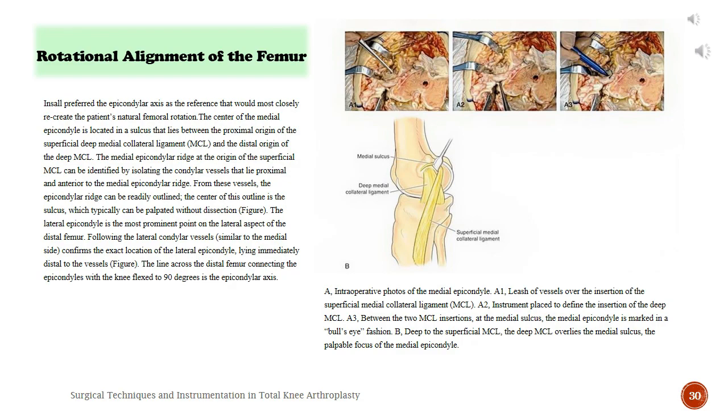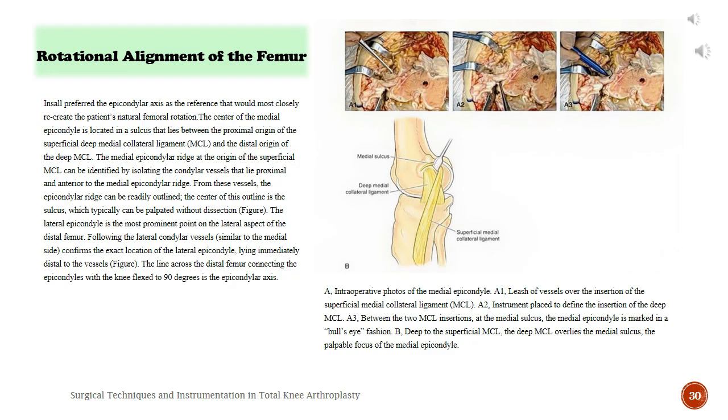The lateral epicondyle is the most prominent point on the lateral aspect of the distal femur. Following the lateral condylar vessels, similar to the medial side, confirms the exact location of the lateral epicondyle, lying immediately distal to the vessels. Figure. The line across the distal femur connecting the epicondyles with the knee flexed to 90 degrees is the epicondylar axis. Figure. A. Intraoperative photos of the medial epicondyle.